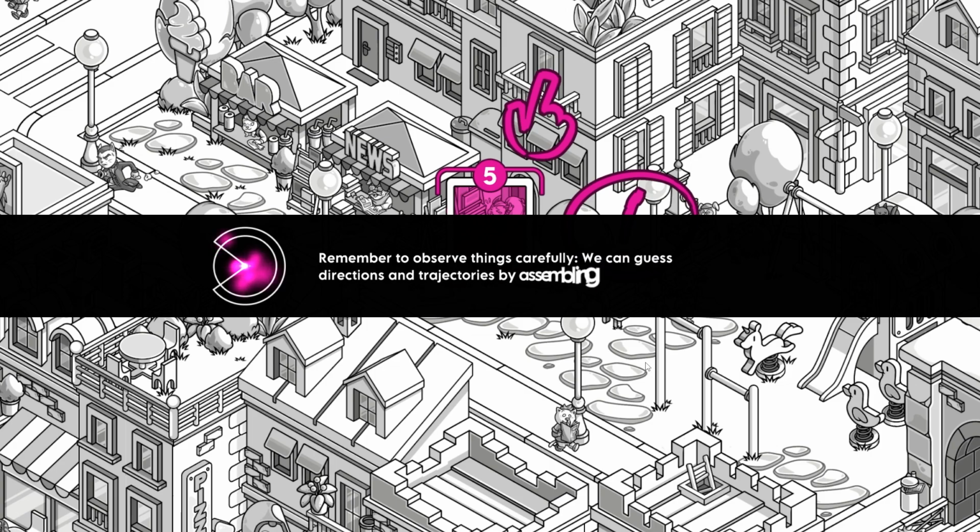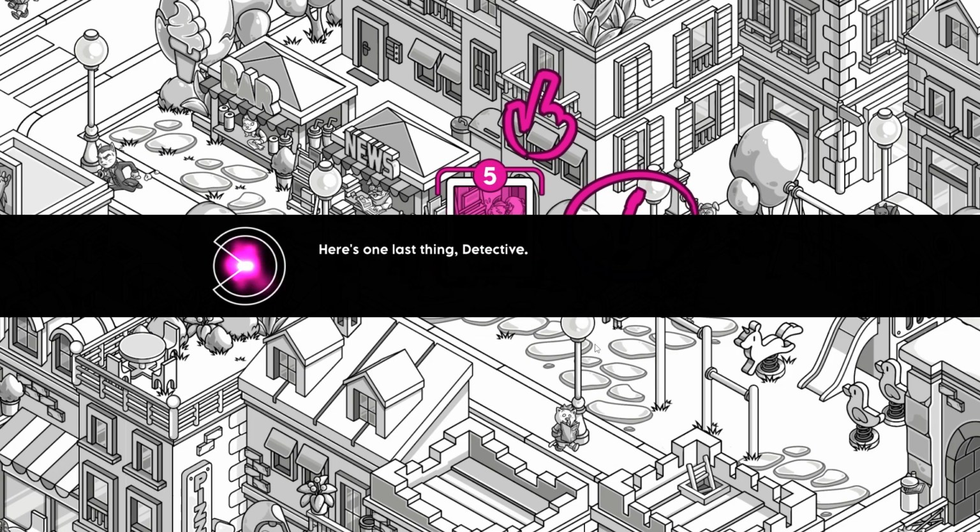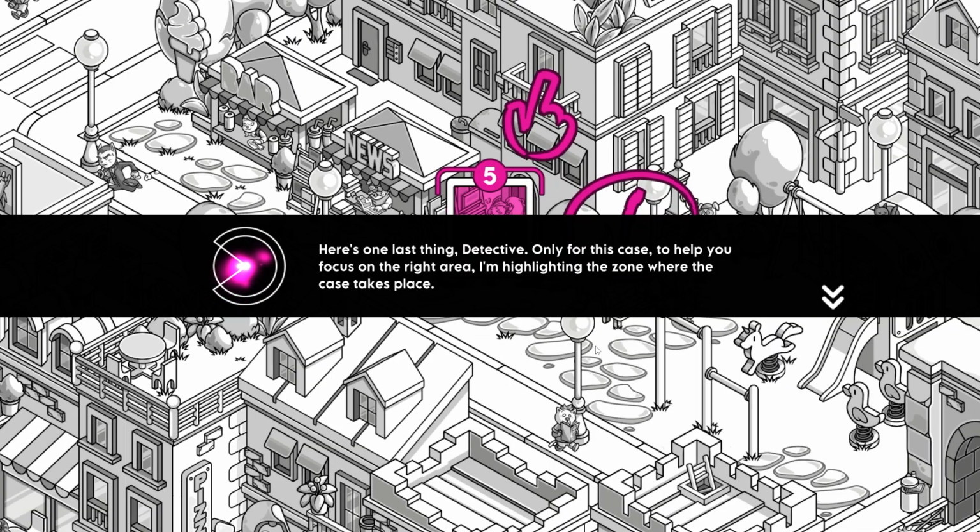Remember to observe things carefully. We can guess directions and trajectories by assembling the details. Try to follow an imaginary line from the model's arm. It will lead you to her apartment. Here's one last thing, Detective. Only for this case, to help you focus on the right area, I'm highlighting the zone where the case takes place.